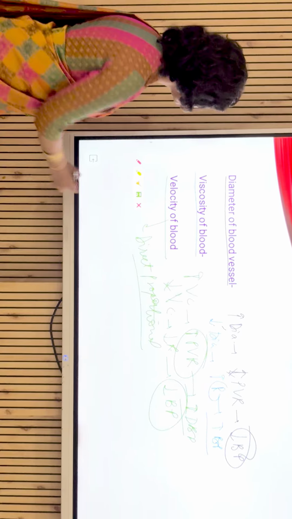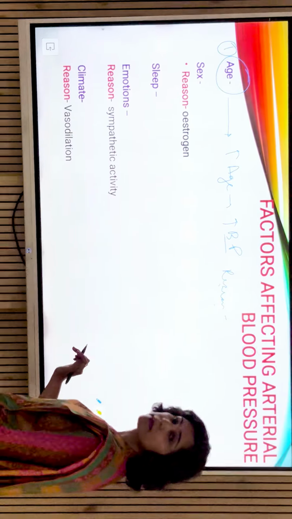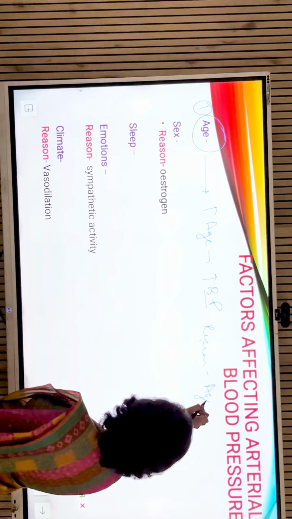Now here are some factors that affect the arterial blood pressure. The first factor is age. How does age affect blood pressure? It varies directly. With advancing age, there will be an increase in blood pressure. Now what is the reason? The reason is age-related hardening of blood vessels. Okay.